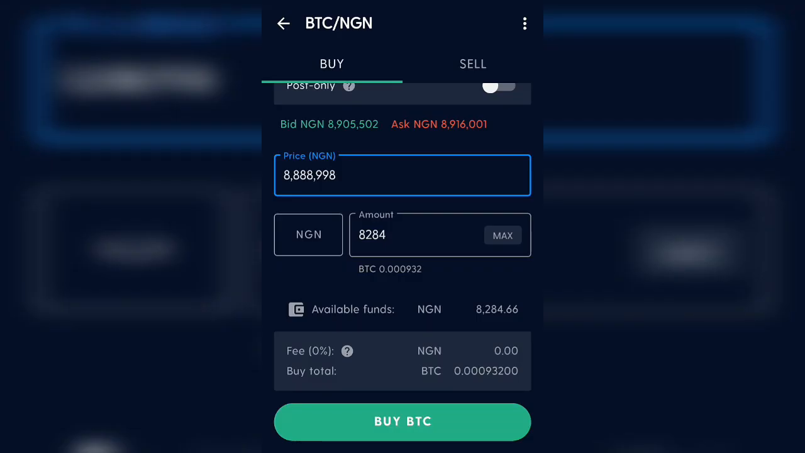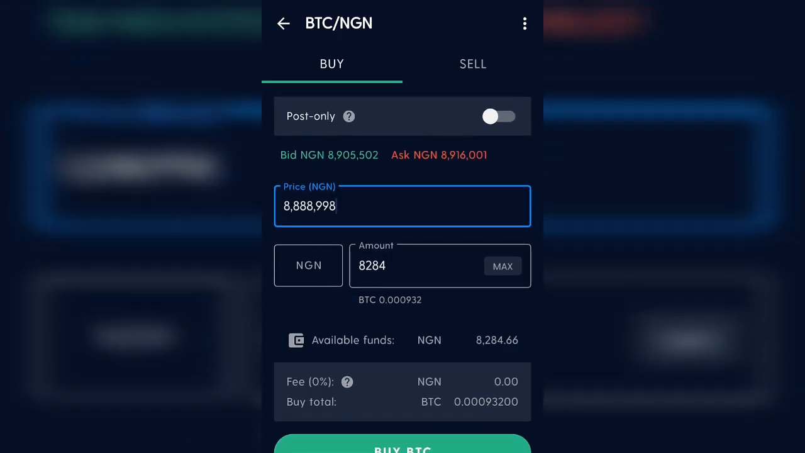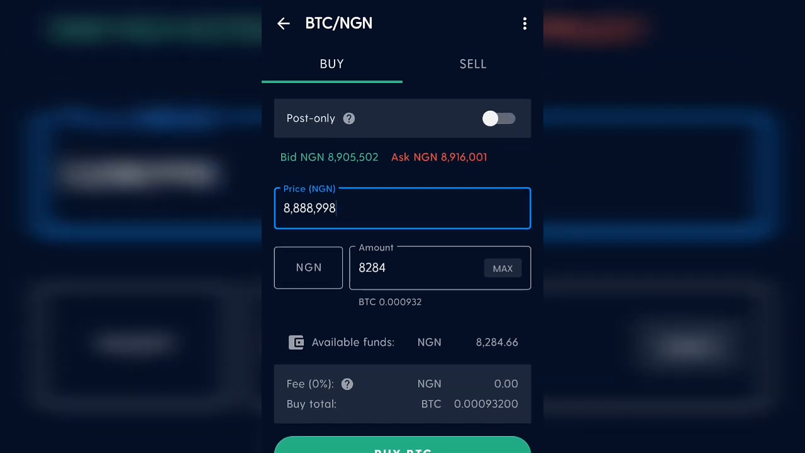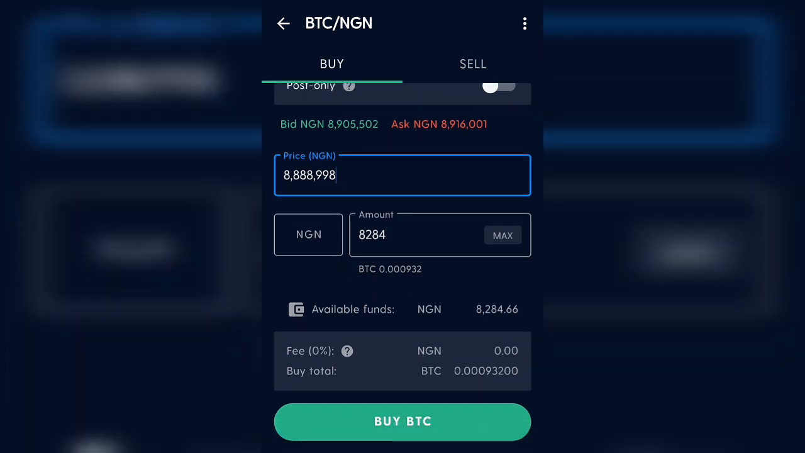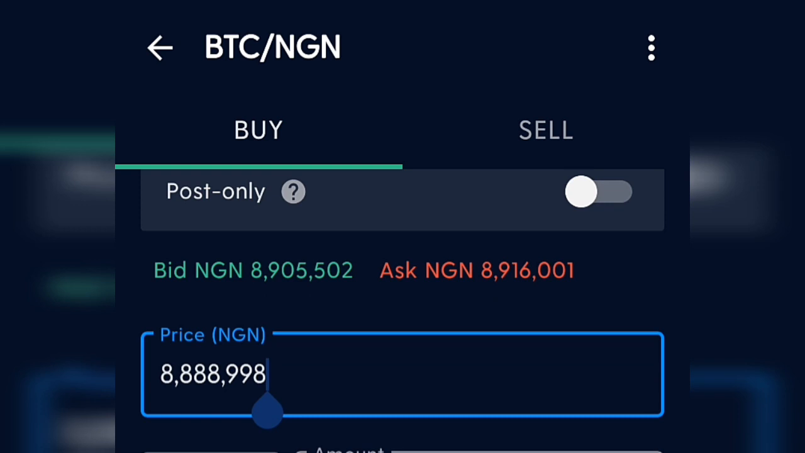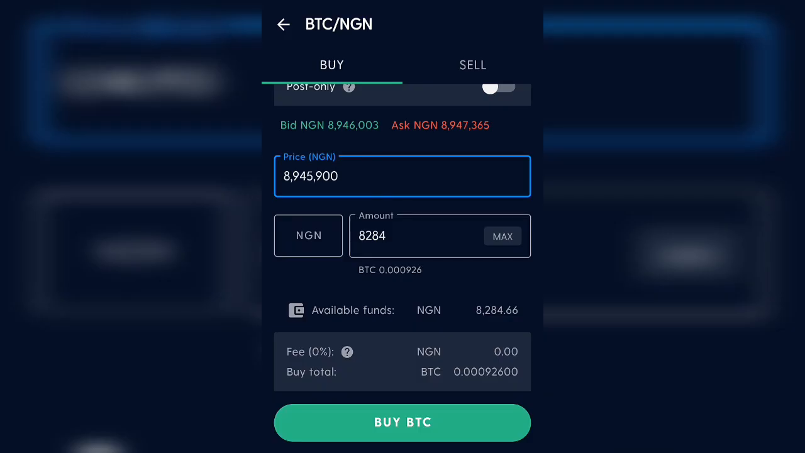Now there's something you need to know. As you can see, as I'm trying to buy, the price keeps changing. You understand? So you can adjust it to where exactly you would like to buy. Understand? Then you click on buy. Now I am going to buy right now. Let me adjust it for you. As you can see, zero fees. Now I'm going to click on buy.